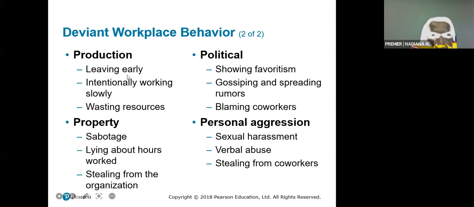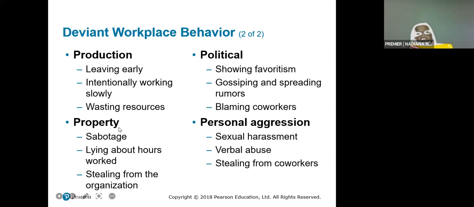In production, in manufacturing, there is leaving early. In organizations also, leaving early and going home early, or intentionally working slowly, working to the rule, wasting resources. This is deviant workplace behavior, very bad behavior. In property deviance, they try to sabotage, lie about their work, and steal from the organization.